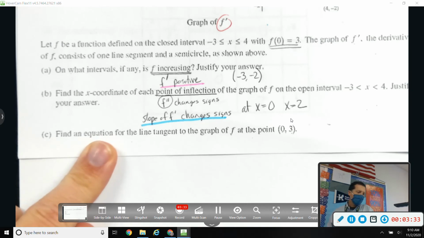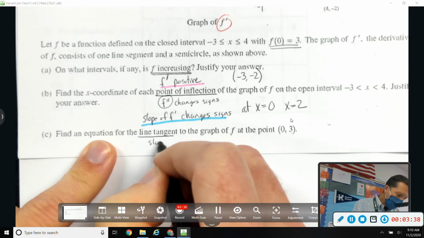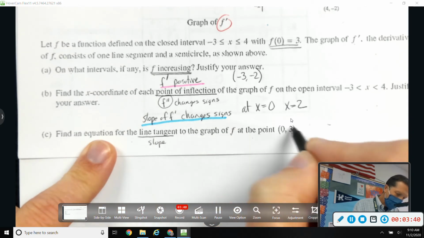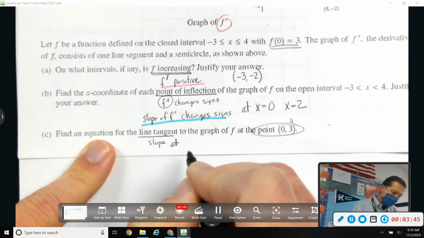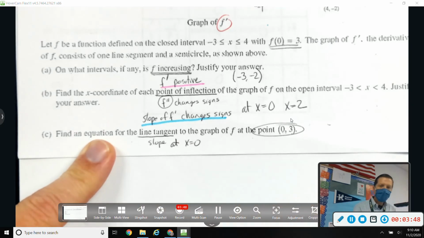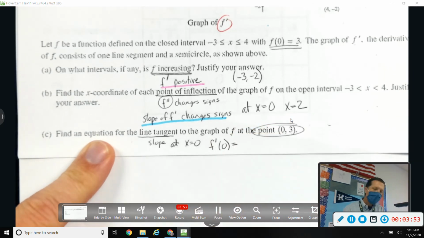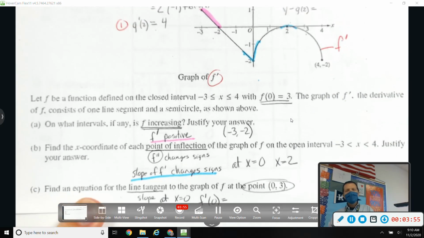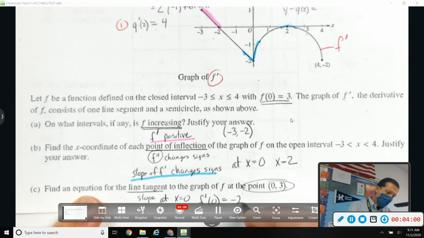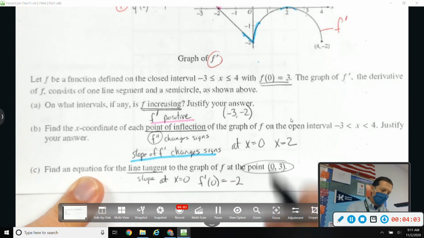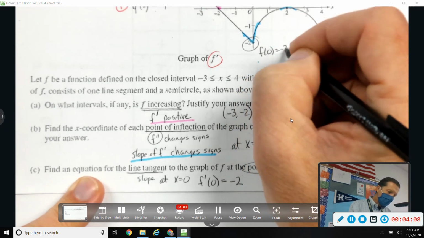And then part C, find an equation for a tangent line. So I need slope and point. Oh, well, there's the point, (0, 3). So I need the slope at x equals 0. Well, that means I need f prime at 0. But I have a graph. f prime at 0 is -2, just from the picture.